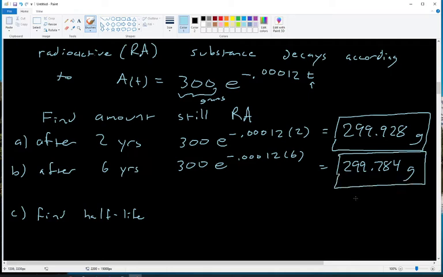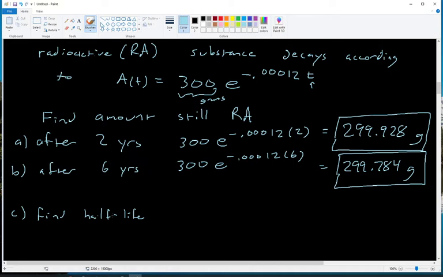That means that probably this thing's decaying pretty slowly, so you probably have to look at a pretty sizable time before you start seeing the amount actually start to decay at a decent rate. Because we start with 300, and here this is almost 300, and this is, again, almost 300. So from 2 years to 6 years, not that much is happening.